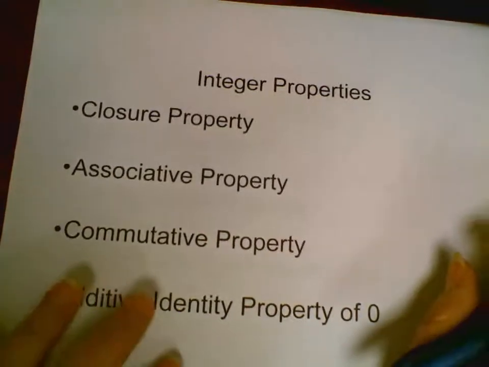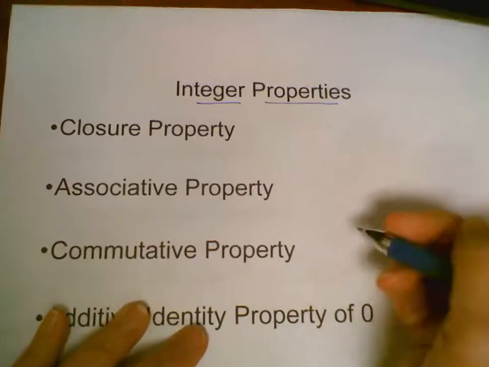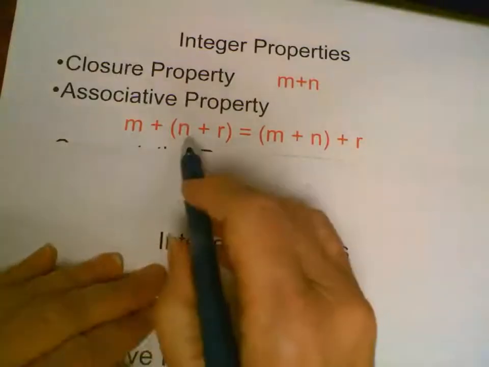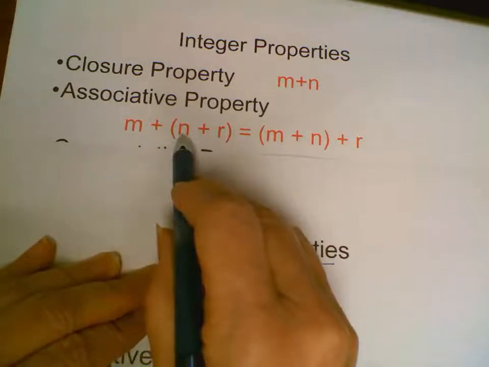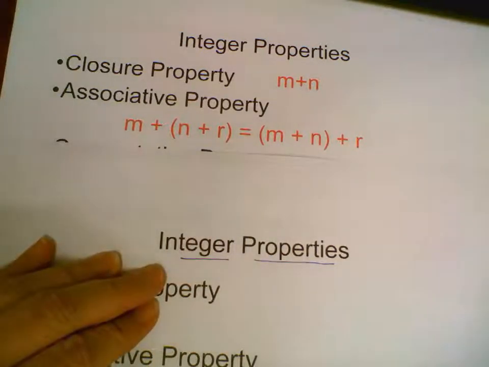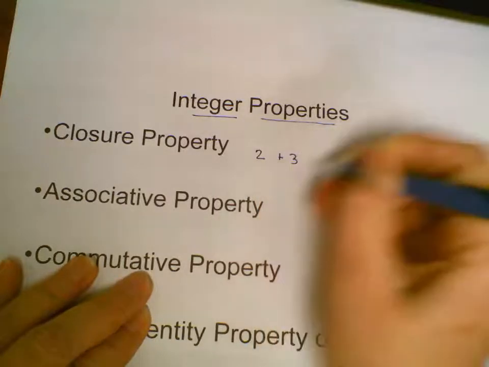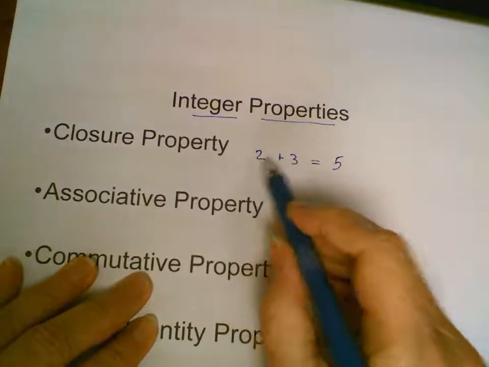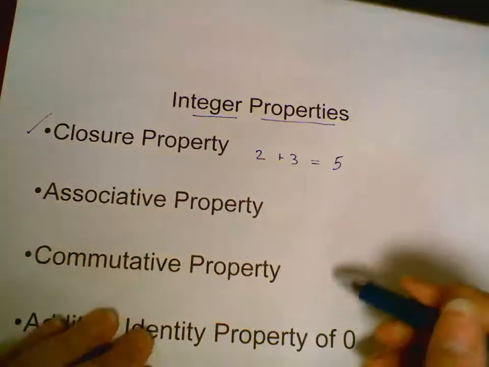We need to remember our properties as they apply to integers. Associative property is who you associate with. You can take n plus r and then later add another number, or you could have added m plus n and then later add the r. That's the associative property. You'll get the same answer. Closure property, remember, is when you have a number plus a number and the answer is also in the same category. An integer plus an integer will always be an integer, so that's the closure property.